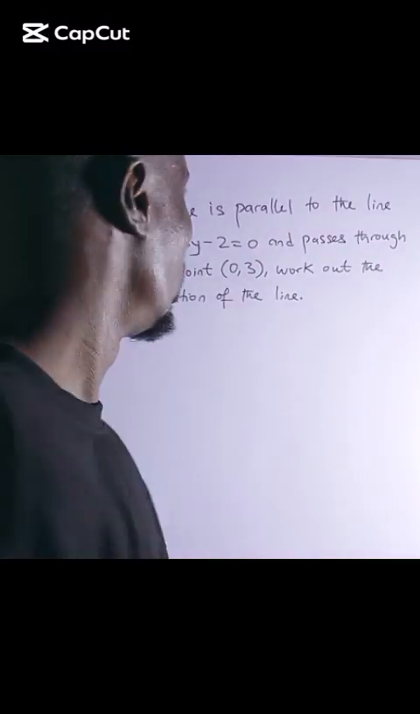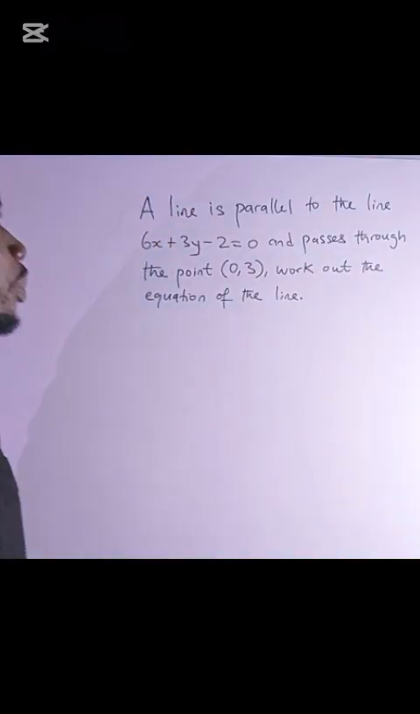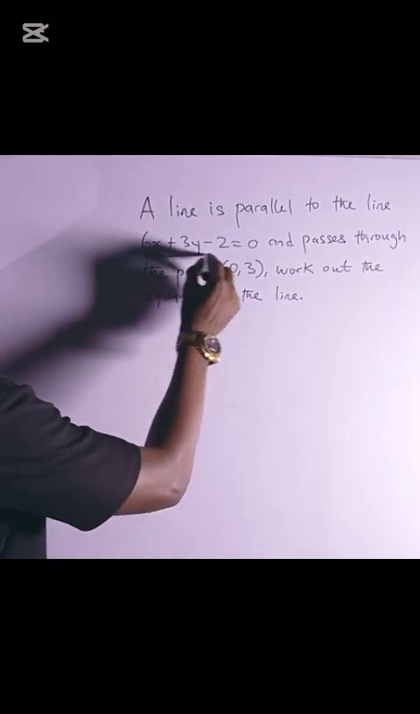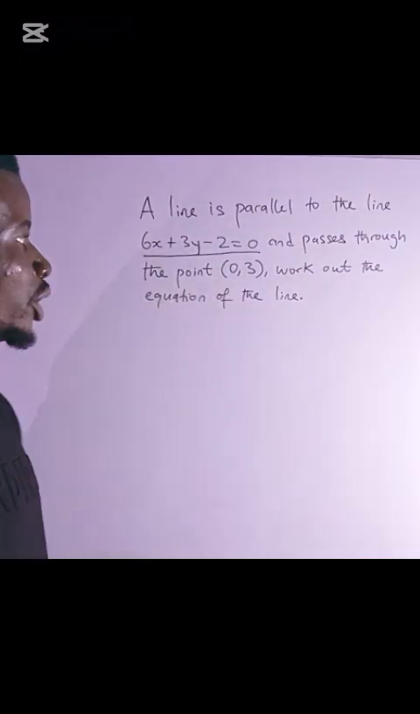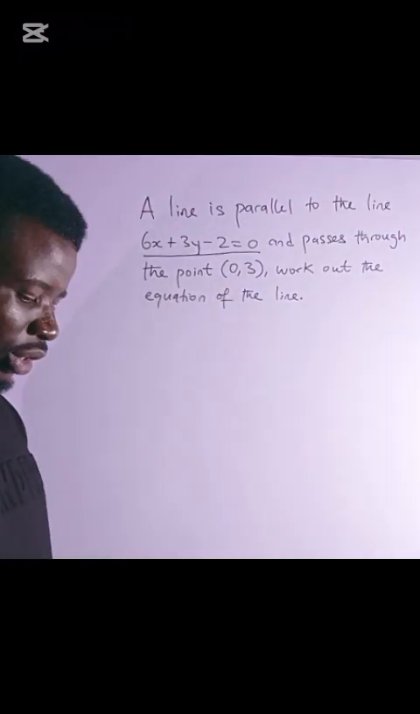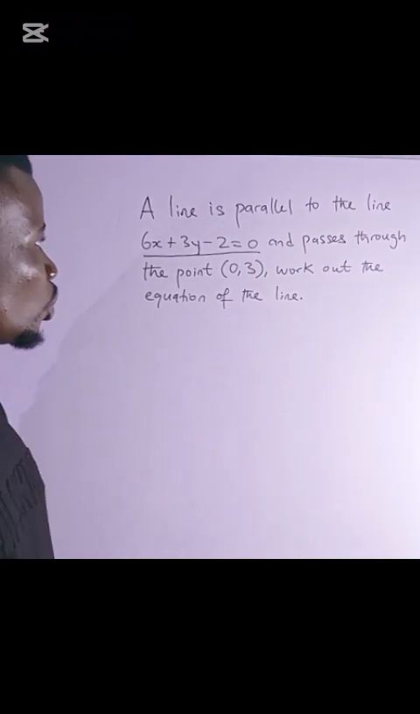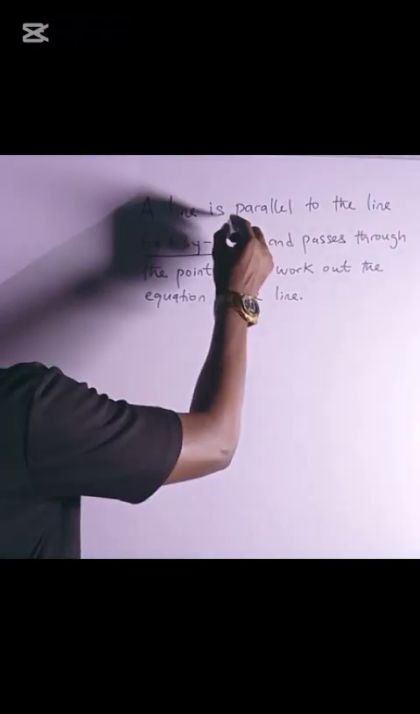So we are told that a line is parallel to the line 6x plus 3y minus 2 equals 0 and passes through the point (0, 3). Work out the equation of this line. So we're asked to work out the equation of this parallel line.